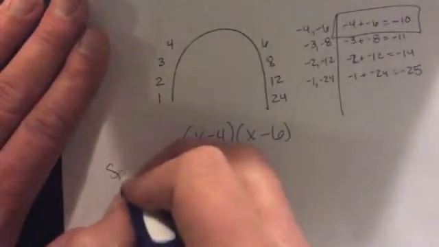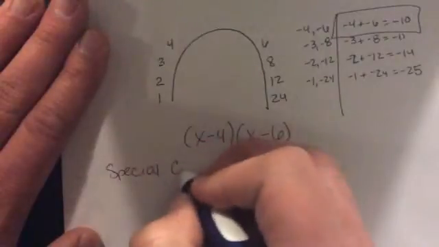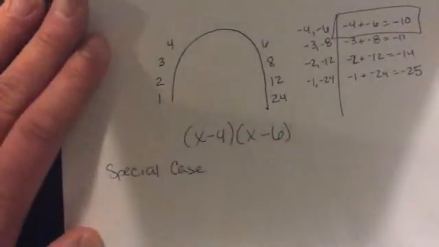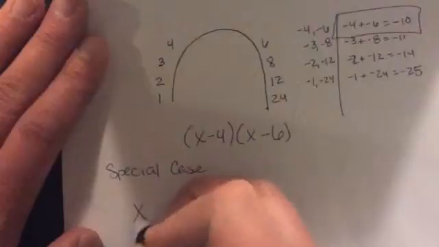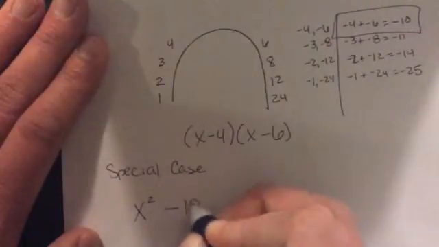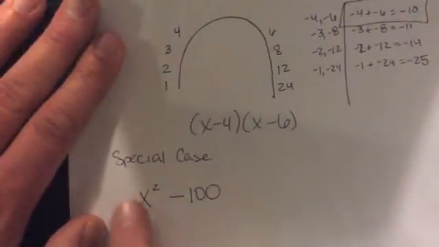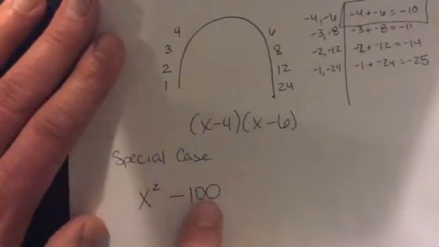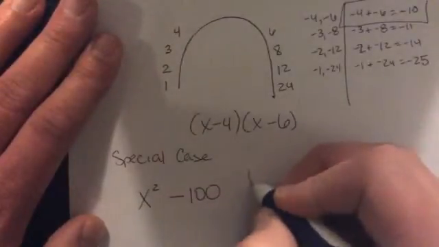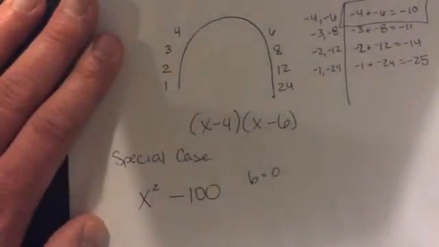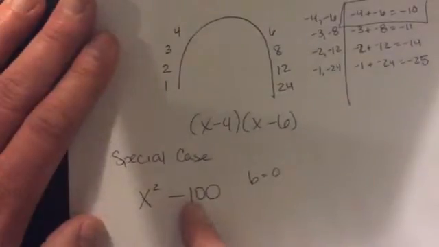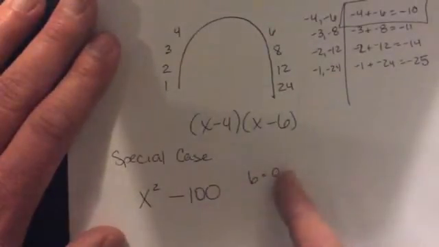One more special case here. Alright, let's say I have x squared minus 100. If you notice, there's my a, which is 1. My c is negative 100, but I do not have a b value. So in this case, my b is 0. I need factors of negative 100, which means I need a negative and a positive, and they need to add to 0.